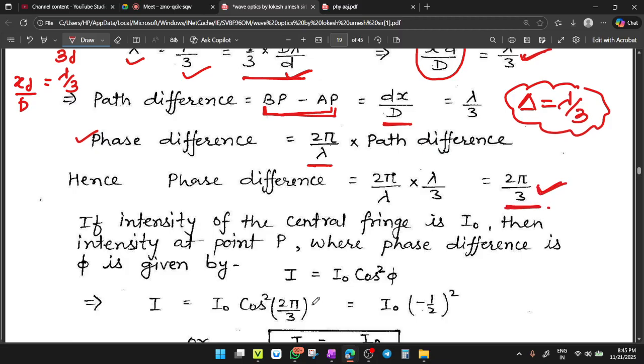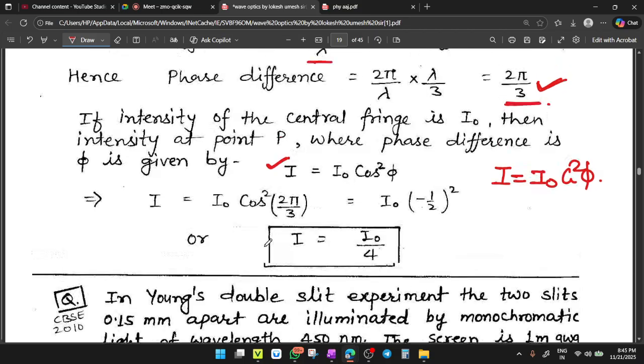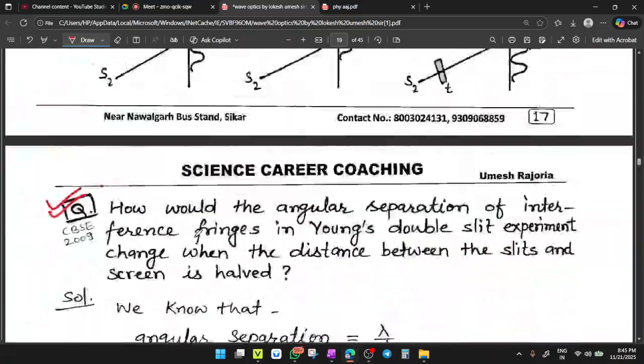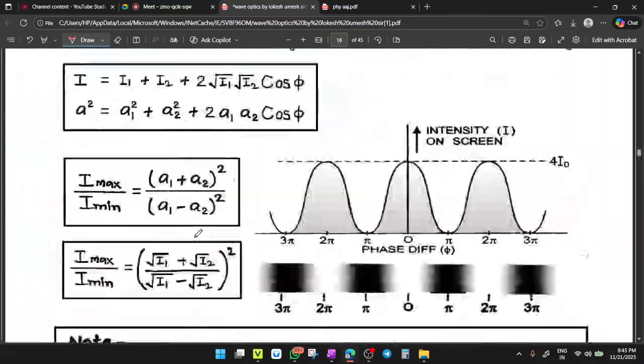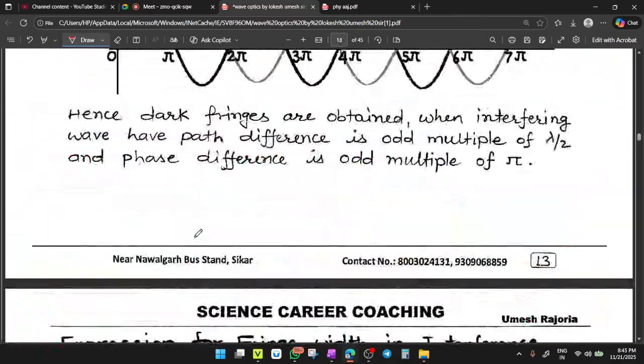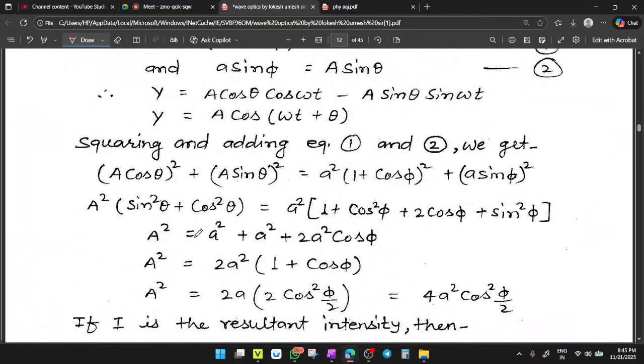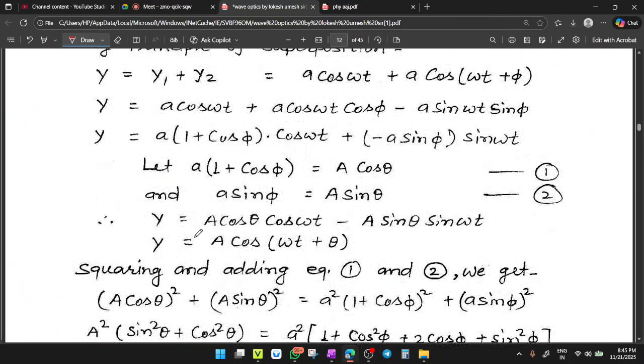Okay. Now come to the relation of intensity. Yesterday we derived the relation of intensity for the two interfering waves: I equals I naught cos square phi. Yes or no? Intensity for two interfering waves, resultant intensity. See the relation. We already have proven this. I equals I naught cos square phi.